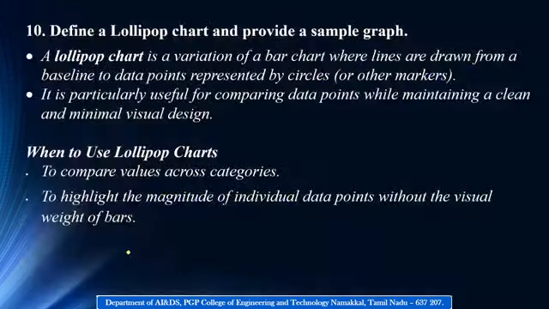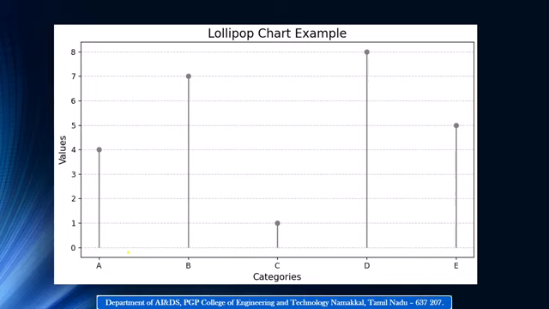Now moving on to the next question, question number 10. It is a lollipop. Define a lollipop chart and provide a sample graph. So let us see the lollipop graph first. So this is a lollipop chart. Here there is only one variable, so we are not going to compare any variables. Only one variable which is having different categories.